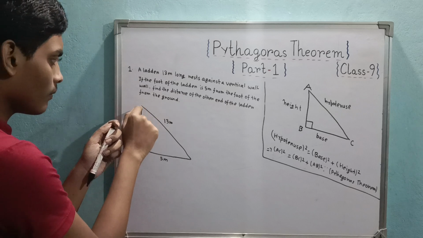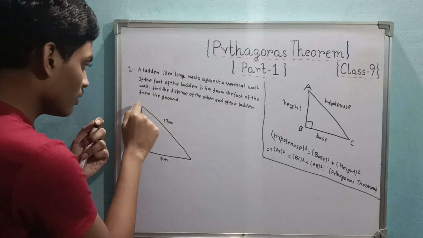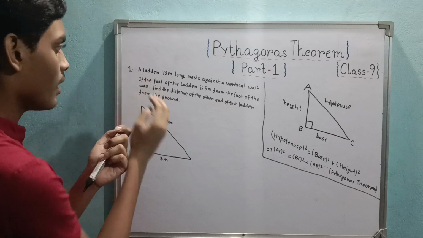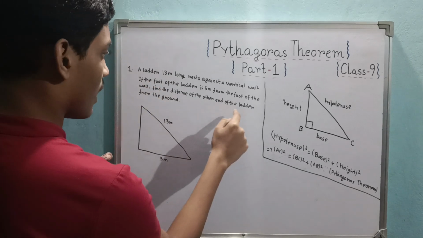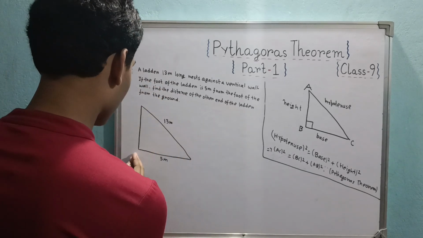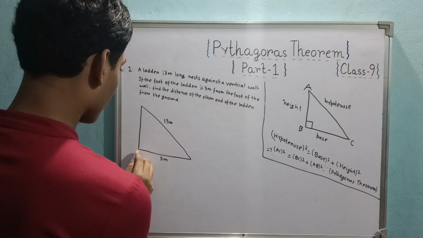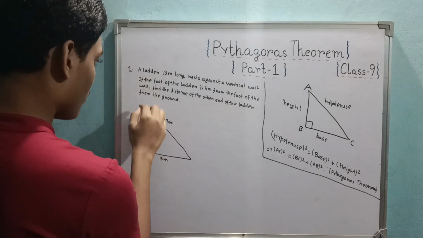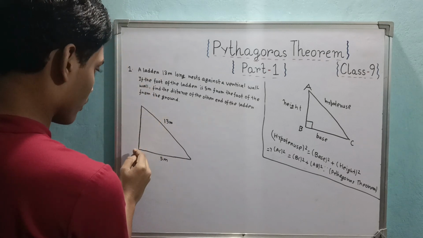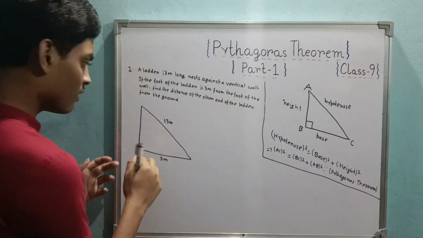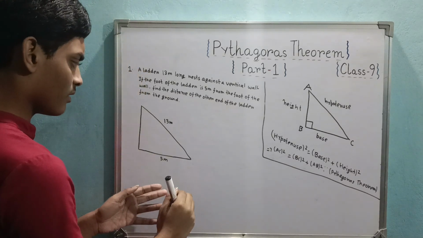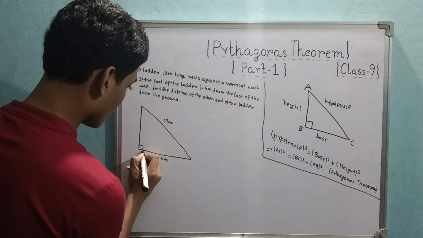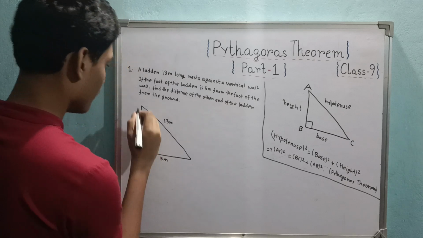And we have to find the length, meaning the distance between this other end of the ladder and the ground. Yes, this is the ground, suppose. So this distance we have to find, from the other end of this ladder to the ground. So see, this is a right angle triangle, right? Suppose I put a right angle here.